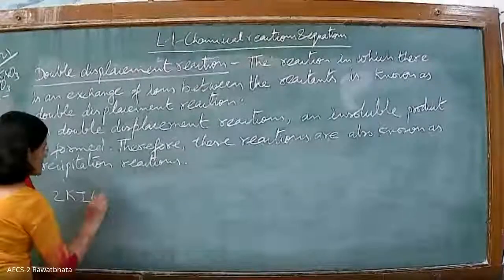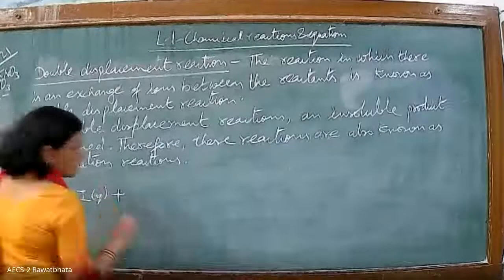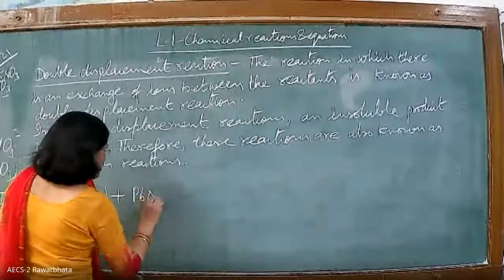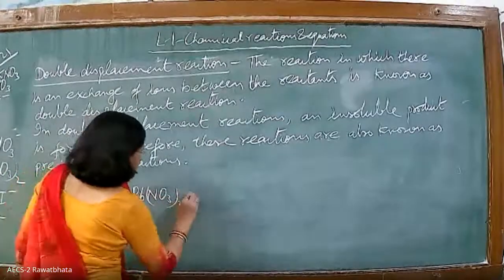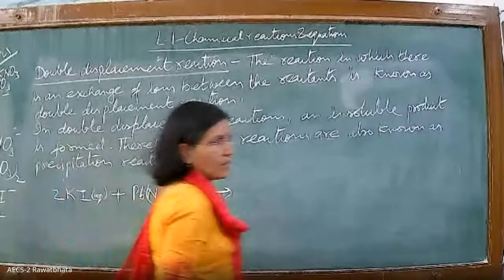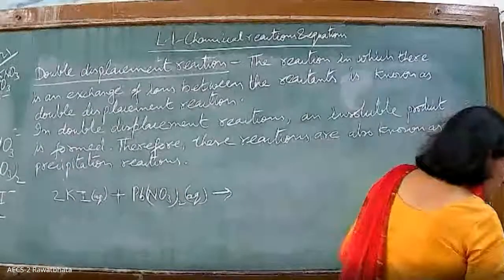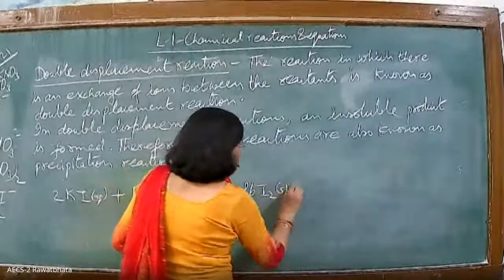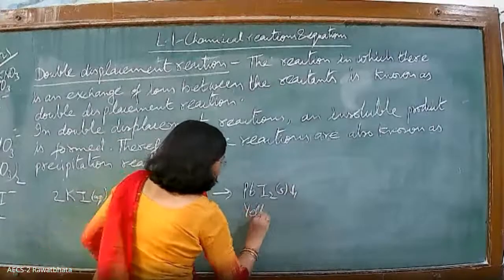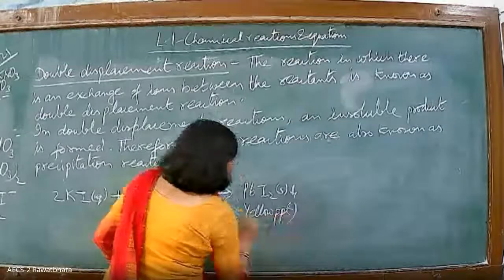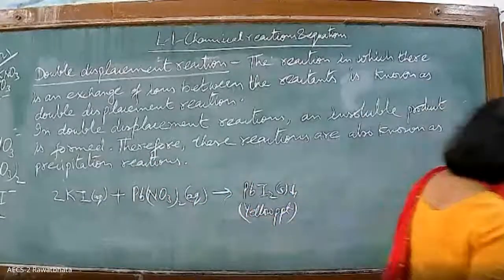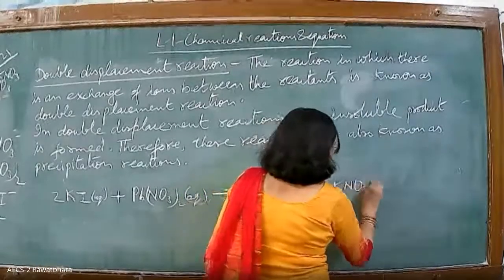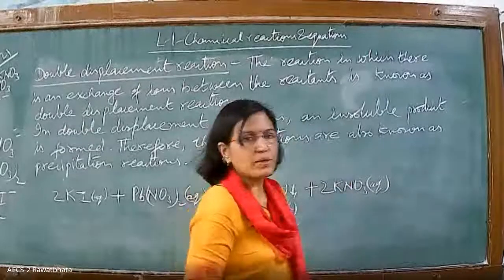So the reactants here are KI, potassium iodide in aqueous state, plus lead nitrate, again in aqueous state. This gives the product PbI2. This is of course solid, and the color is yellow. Yellow precipitate. This potassium nitrate lies in the aqueous state.